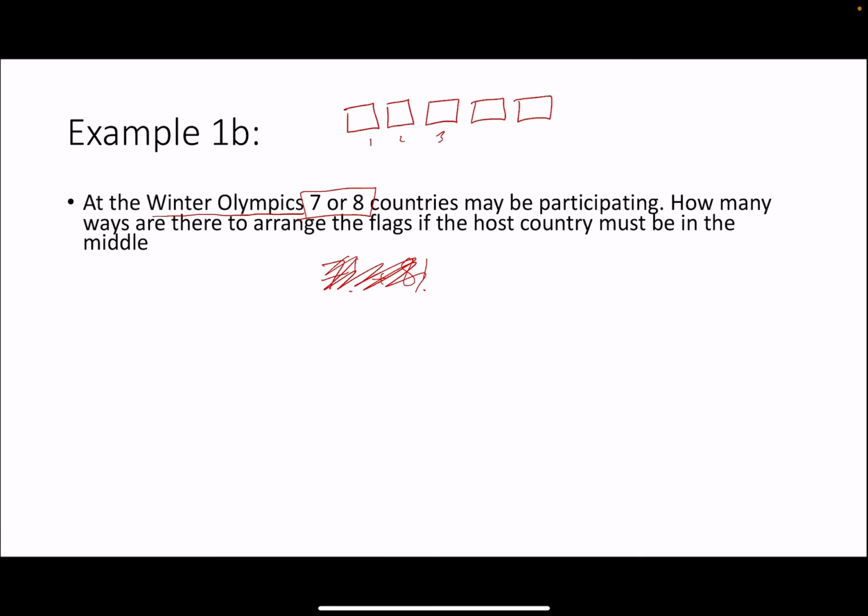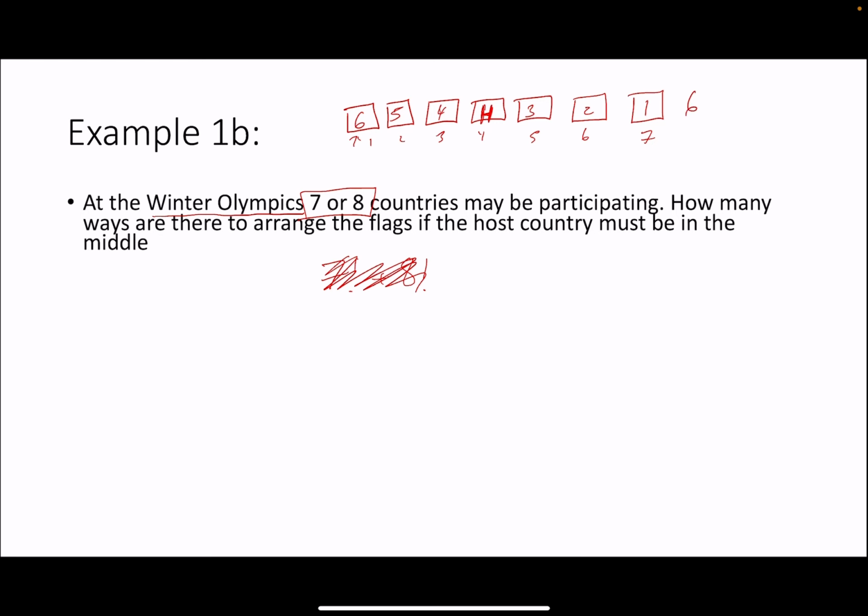1, 2, 3, 4, 5, 6, and 7. Now, what does it mean that the host country is in the middle? It means that the host is in the middle, which means I only have 6 flags to choose from over here. Then once I choose the first, I have 5, 4. I'm going to put H right there. 3, 2, 1. So, in fact, that's 6 factorial.